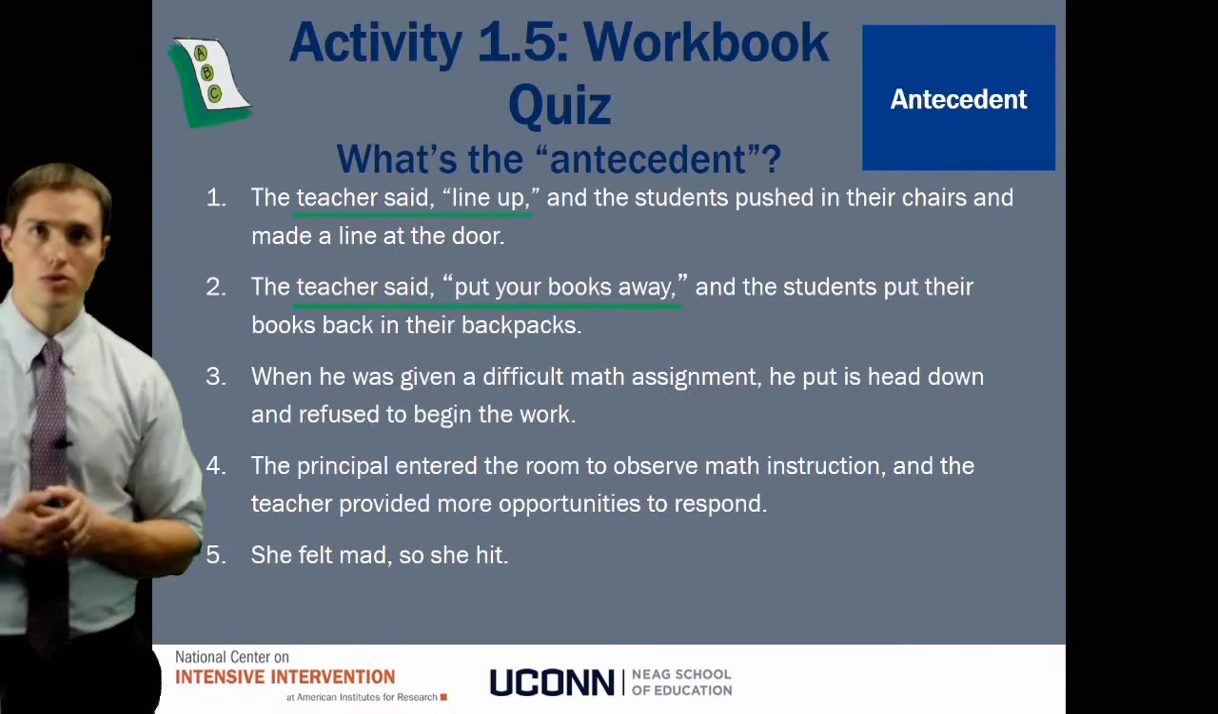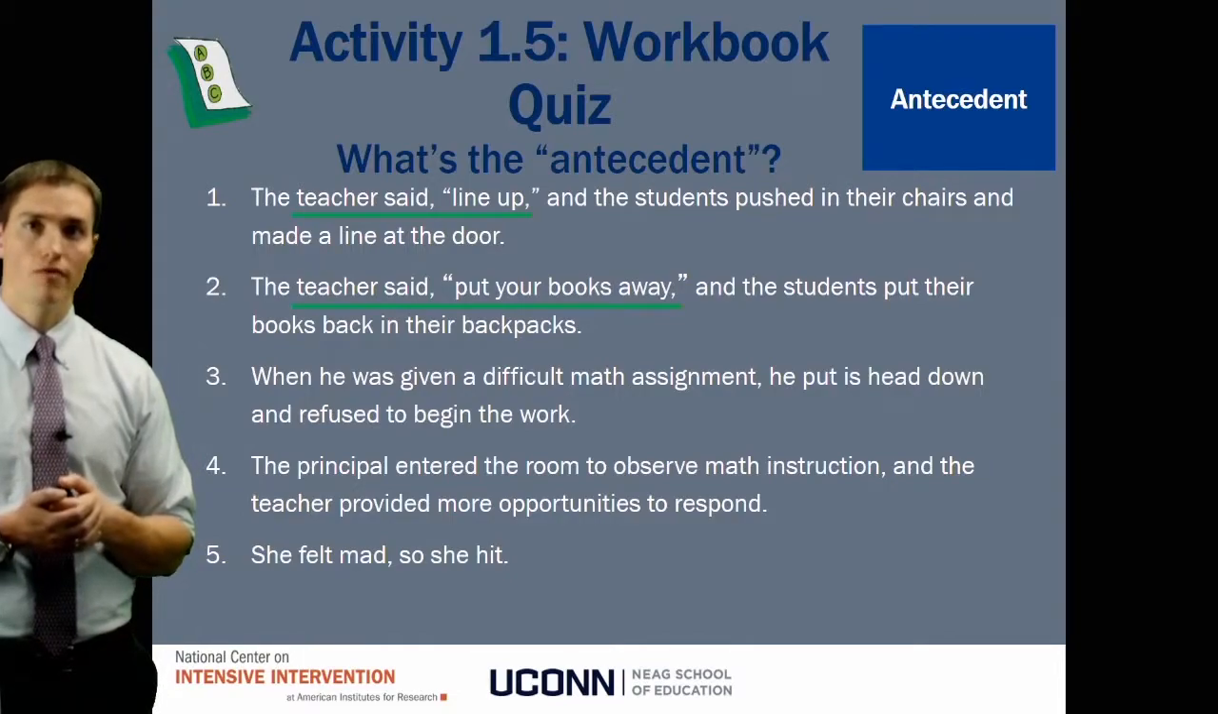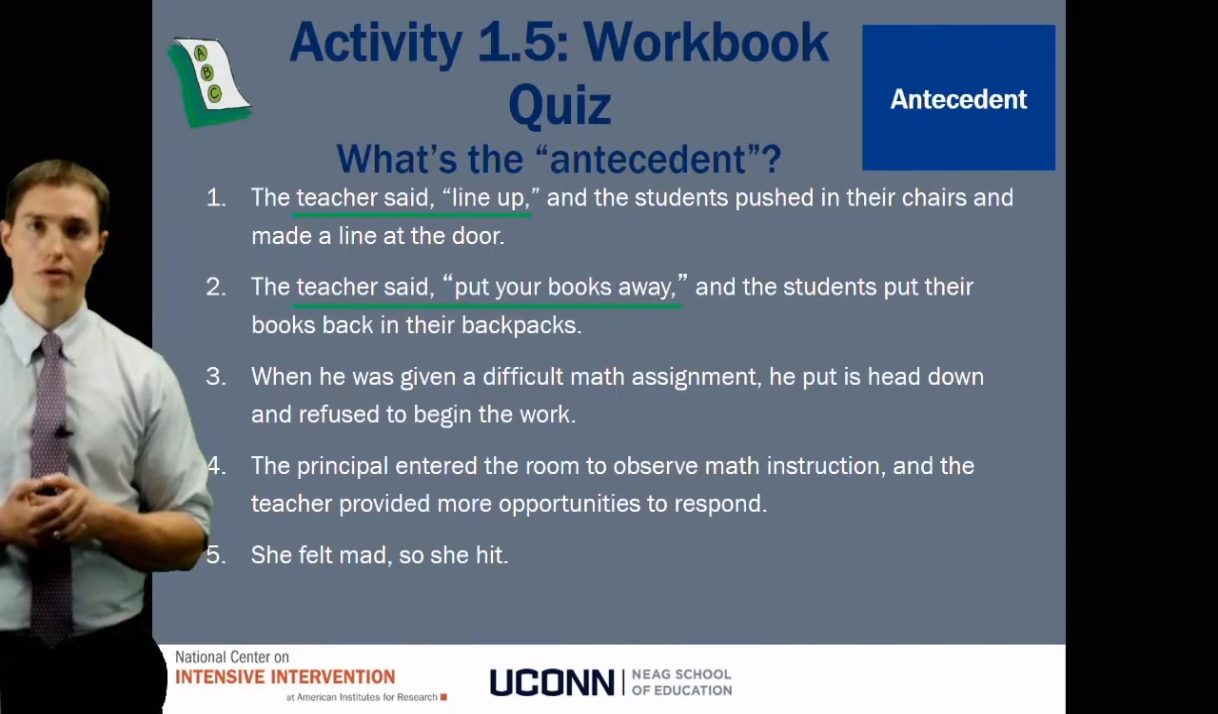Please now go to your workbook quiz and see if you can identify and underline in examples 3, 4, and 5 what you believe to be the triggers or antecedents in these brief examples.